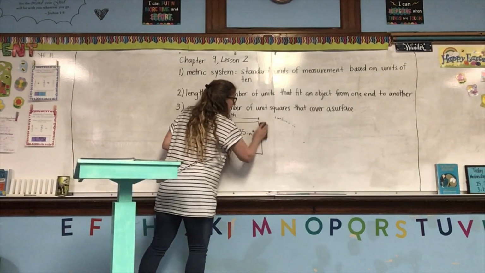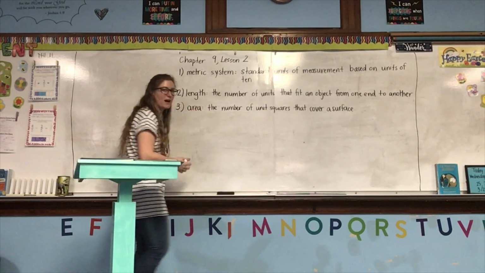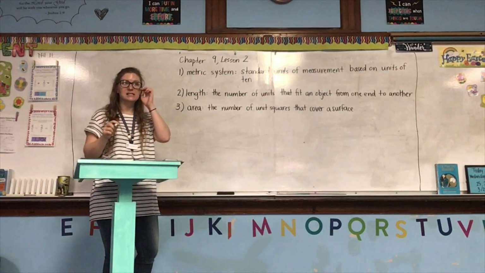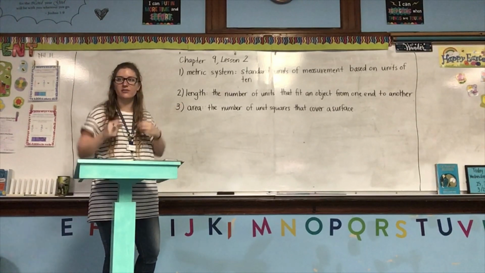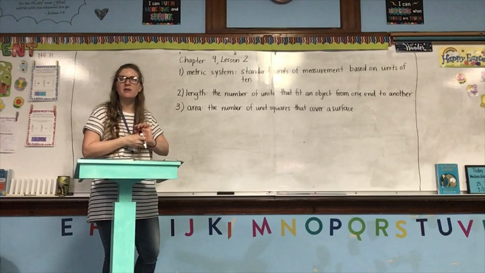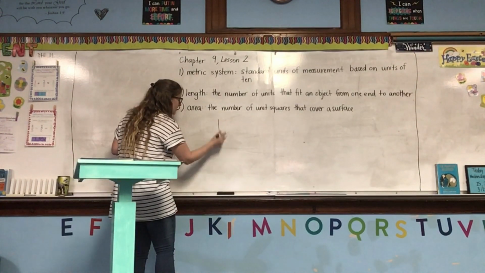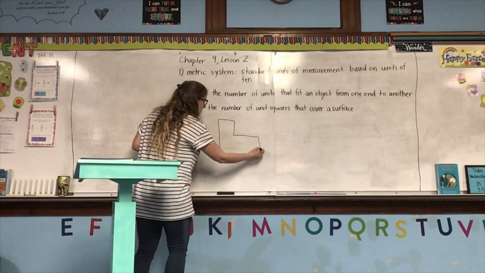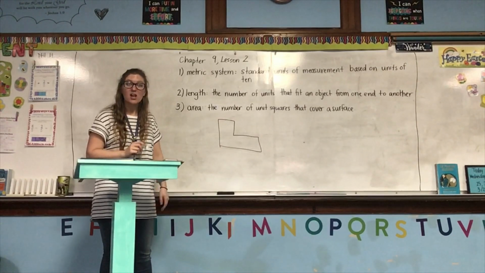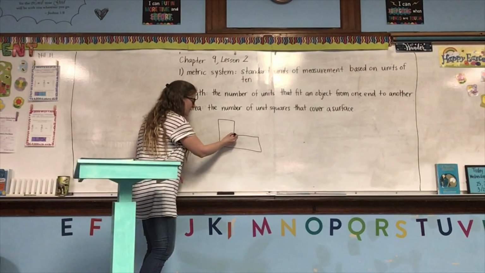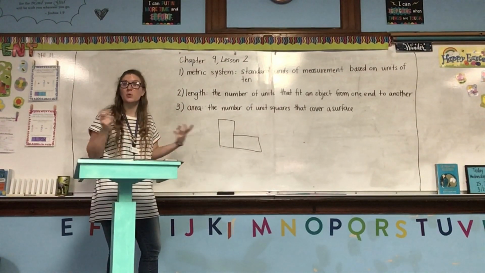So what that means is not everything that we need to find the area of is a perfect square or rectangle. Sometimes, like say you just moved into a new house and you wanted to figure out the area of your backyard. You have to put grass down. So you need to know how much sod you need. And your backyard looks like this. You can't just take the length and width. So what you have to do is break it into smaller pieces that are rectangles or squares.